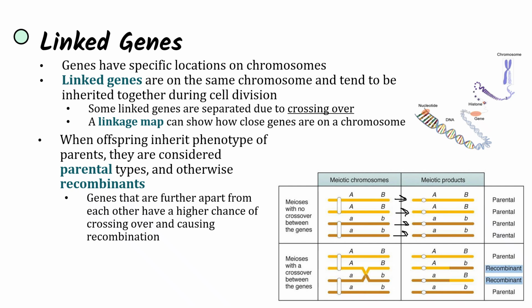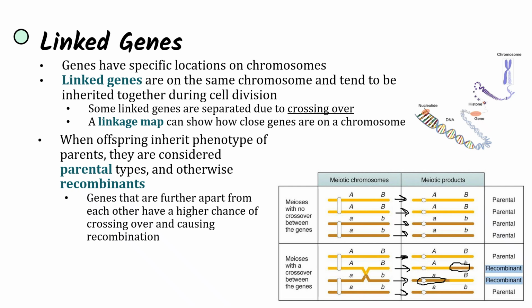However, if crossover does occur, then we have a swapping of genetic information, creating daughter cells that have non-identical genetic information to the parents, and these are called recombinants. And a linkage map can show how close genes are on a chromosome.